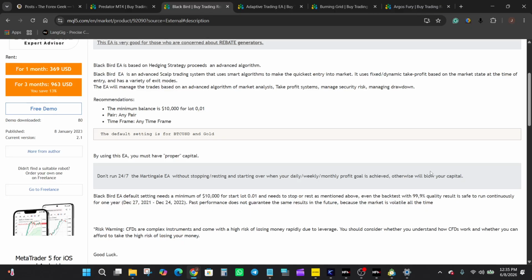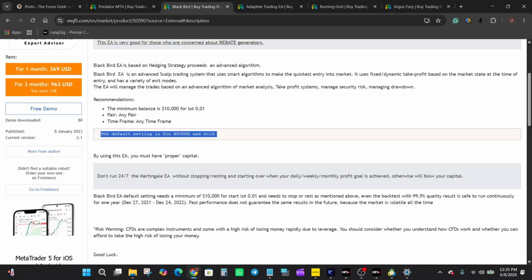Now, before moving into the backtesting, it's also noted that the EA can be used on any pair and any time frame, but the default configuration is optimized for assets like gold and BTC USD, which typically have higher volatility.